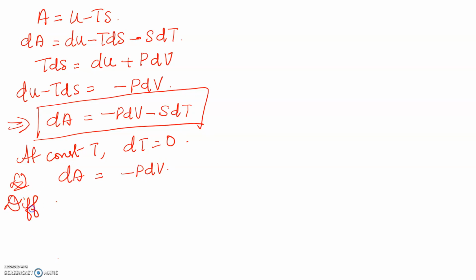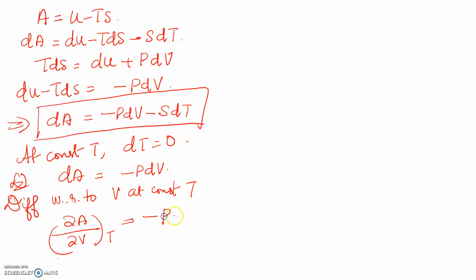Differentiating with respect to V at constant temperature, we can write ∂A/∂V at constant temperature is equal to minus P. So we'll differentiate again. Differentiating again with respect to temperature at constant volume. First, temperature was kept constant. Now, we'll keep volume constant.